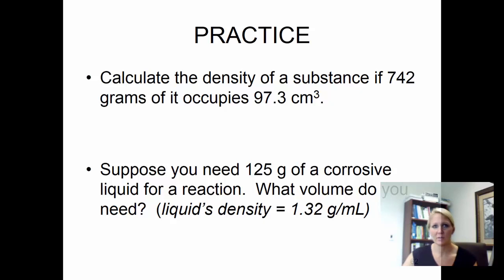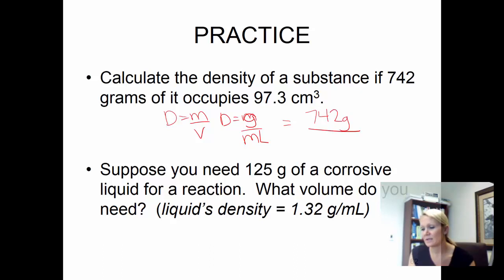I want to do a couple of simple problems just to see that we can come up with the density of an object. Density is mass over volume, and more specifically it is grams over milliliters or centimeters cubed. So here we're just plugging in two numbers to get density. We want to know the density of a substance that is 742 grams. I could take this object, put it on a balance, and get the mass. The volume that it occupies is 97.3 centimeters cubed. That's the same thing as a milliliter, so if you want to use that, you can.